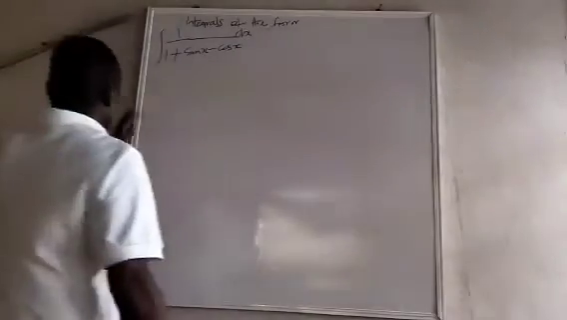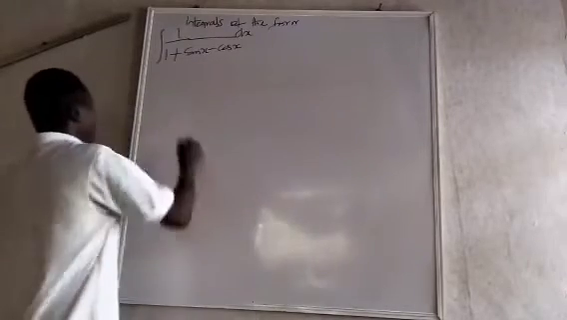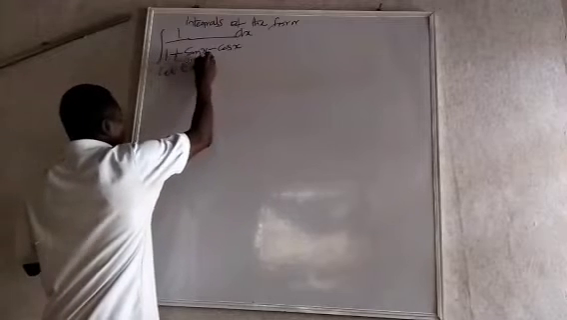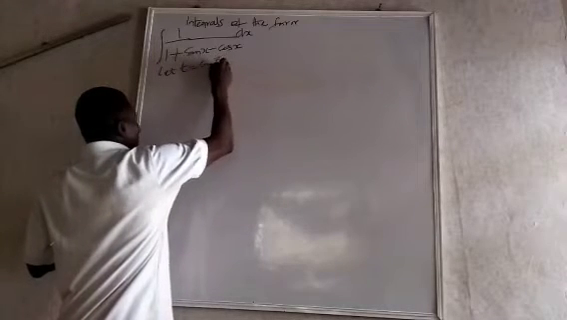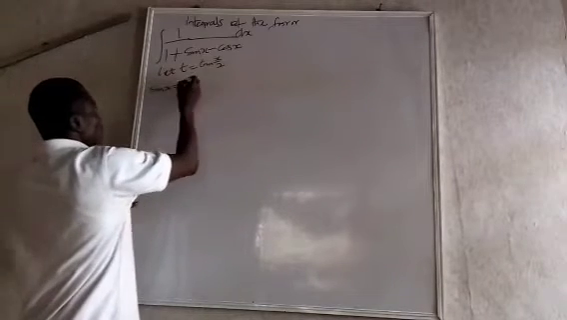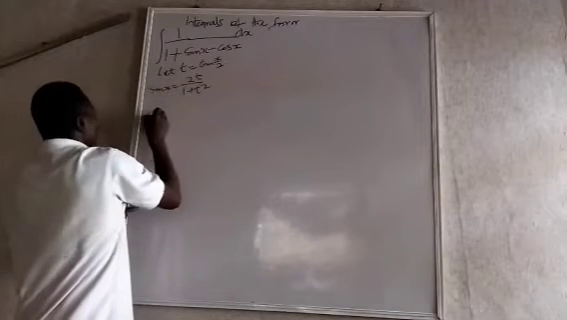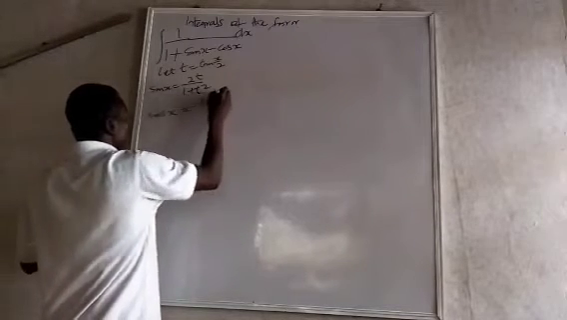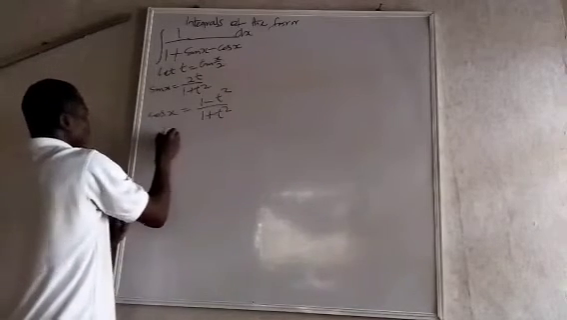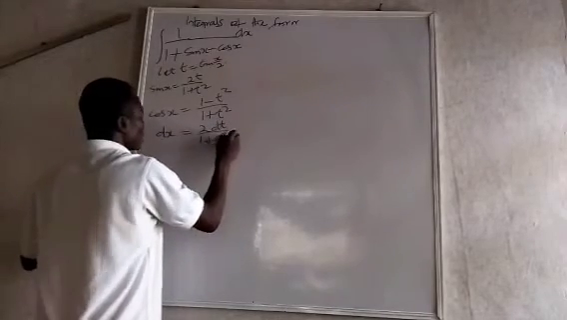Now the next one is this: the integral of 1 over 1 plus sine x minus cos x dx. You know what sine x will be? Okay, let's start with this again. Let t equals tan x over 2. Sine x will be equal to 2t over 1 plus t squared. Cos x will be equal to 1 minus t squared over 1 plus t squared. And dx will be equal to 2 dt over 1 plus t squared.